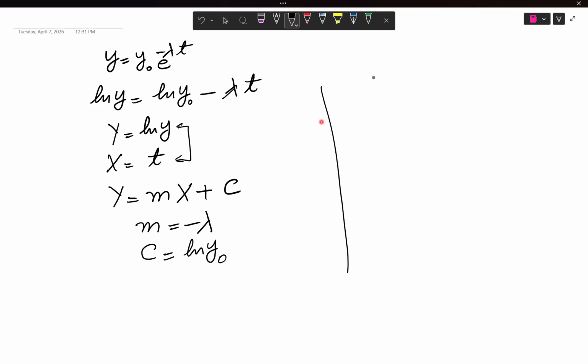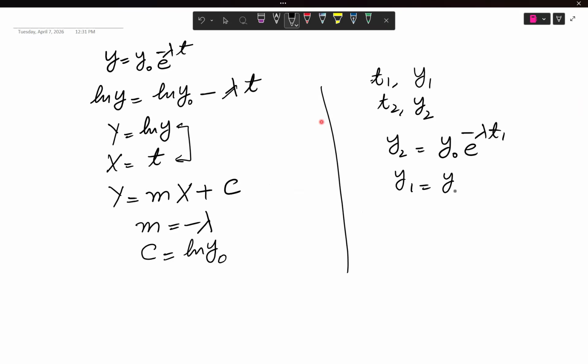So like we will say, at t1, the value is y1, and at t2, the value is y2. So we have to construct two equations. y2 equals y naught e raised to the power minus lambda t2, and y1 is y naught e raised to the power minus lambda t1. We divide these two equations to get the value of lambda and y naught.